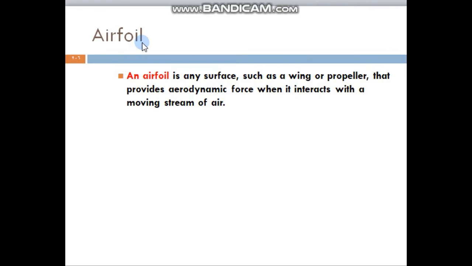Also we will talk about the components of the airfoil shape, and we will talk about something called stall and the causes of the stall. At the beginning, an airfoil is any surface such as a wing or propeller that provides aerodynamic force when it interacts with a moving stream of air.